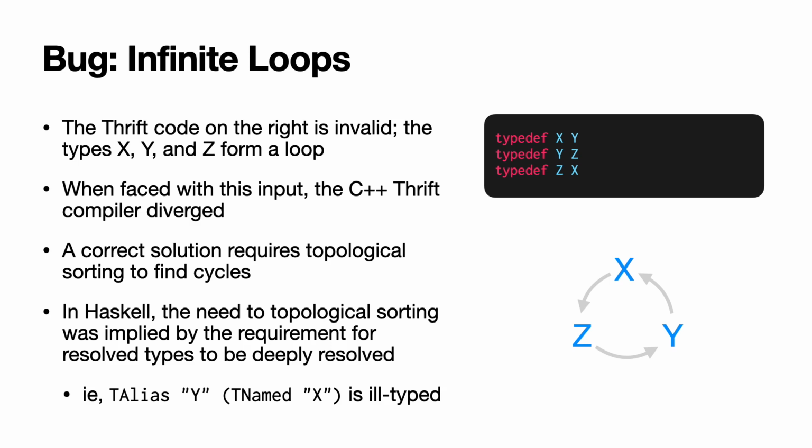A correct implementation of thrift compilation would require a topological sort of type aliases in order to detect cycles. When implementing the Haskell thrift compiler, the need for topological sort was implied by the requirement that resolved types need to be deeply resolved. More specifically, we were not able to construct a type unless all of its dependencies were already type checked. The C++ version only shallowly resolved types, which is what led to this bug.